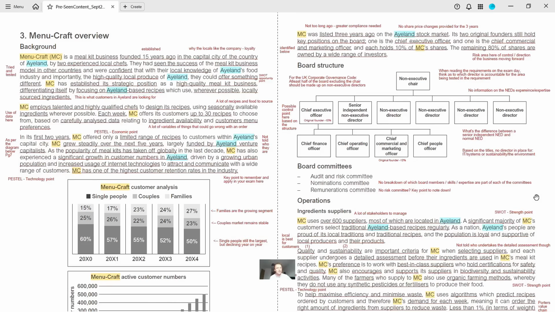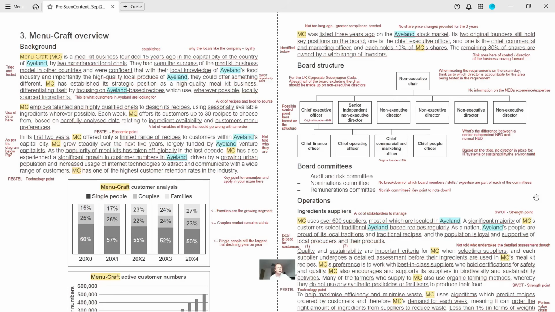So MenuCraft employs talented and highly qualified chefs. So this is the sort of, from a PESTLE point of view, the social, the people aspects to be aware of. And they design its recipes using seasonally available ingredients where possible. And each week MenuCraft offers its customers up to 30 recipes to choose from based on carefully analysed data relating to ingredient availability and customer menu preferences. So they're using data in there, so that could be another technology point for a PESTLE analysis.